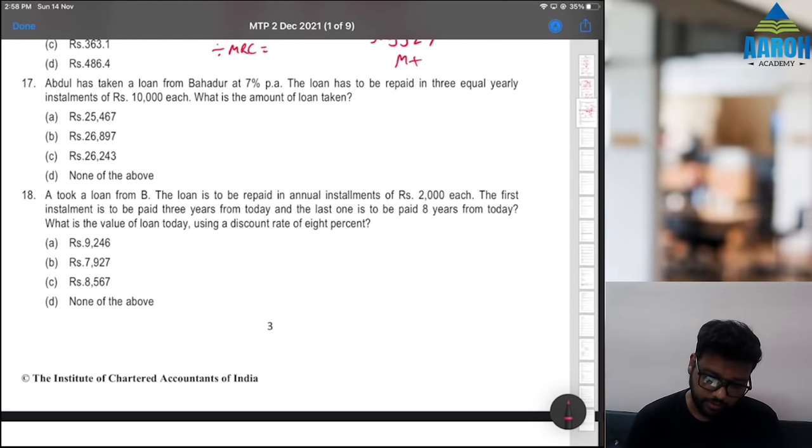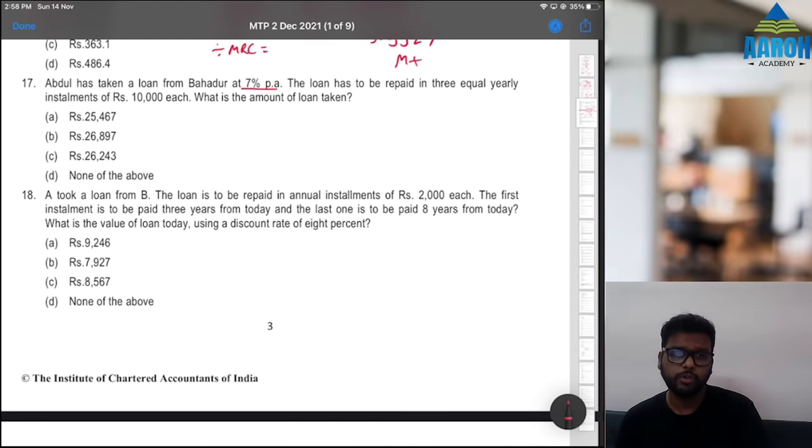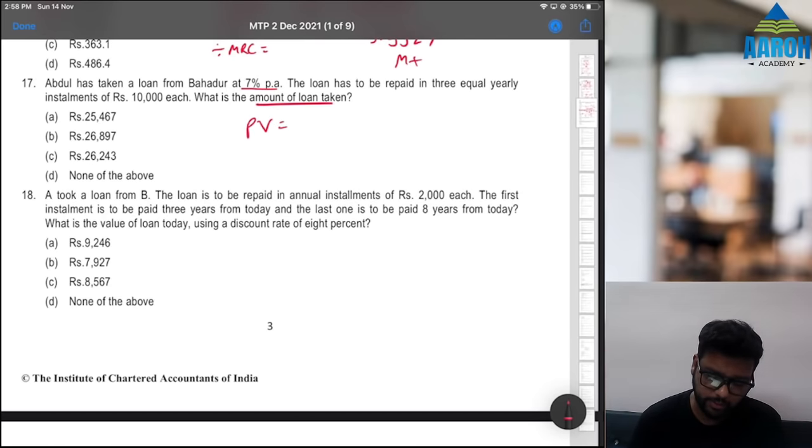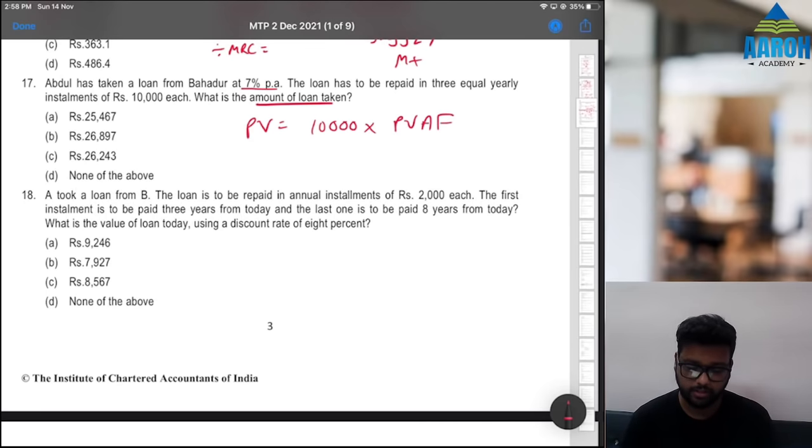Abdul has taken a loan from Bahadur at 7% per annum. The loan has to be paid in 3 equal yearly installments of 10,000 each. Again, what is the amount of loan? That means you want present value, which is annuity amount into present value annuity factor. Again, 1 divided by 1.07, 3 times equal to 123 GT multiplied by 10,000. 26,243, option C. Simple.